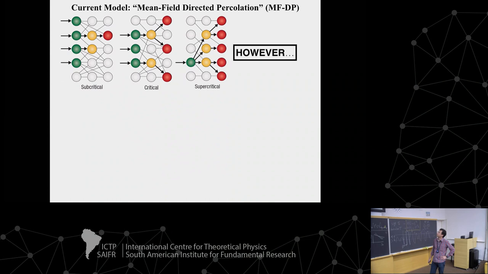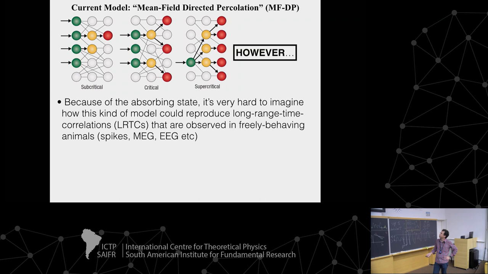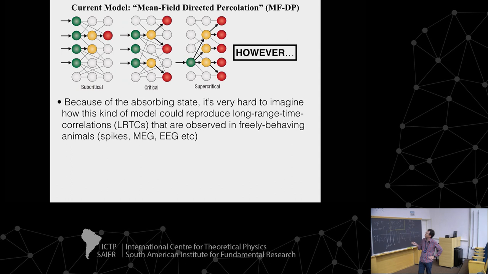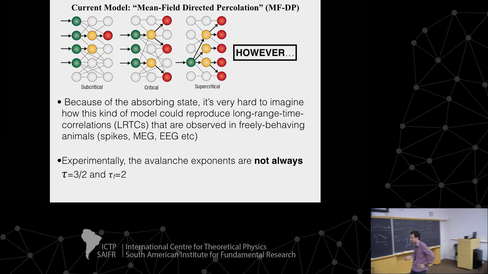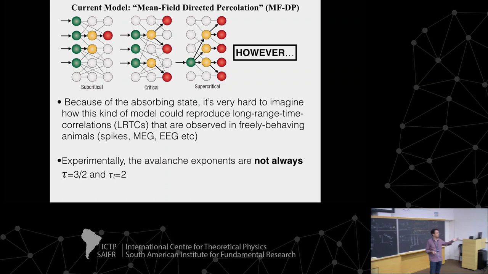Revisiting the issues that this model has, and showing a couple of new ones, with new data. Because of the absorbing state, it's very hard to imagine how this kind of model could reproduce the long-range time correlations that are observed in freely behaving animals, like I showed you in the second lecture, and in human data, for instance, like I showed you in the third lecture. Experimentally, the avalanche exponents are not always tau equals 3/2 and tau_t equals 2. I showed you the bag of plants experiment, where as you vary the beam, the exponents change. I showed you the MEG experiments, where you have a spread of exponents.